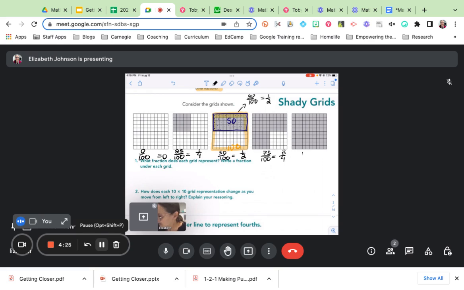And then finally, 100 out of 100, which can also just be written using the number 1. So we have 0, we have 1/4, we have 1/2, and we have 3/4 and just 1. And these are all very common fractions that we would use. In fact, we would call them benchmark fractions because they help us determine the value of other fractions when we're estimating.